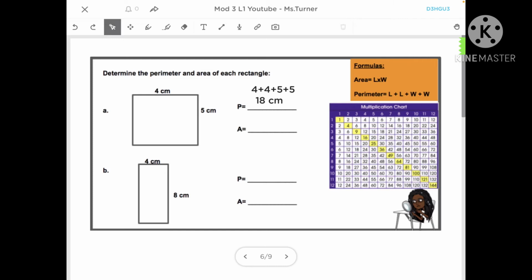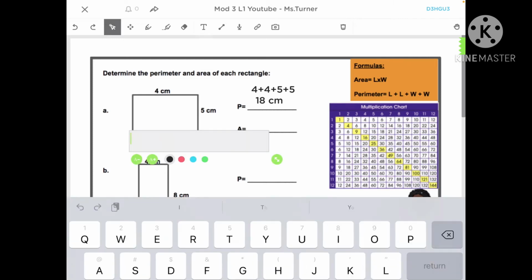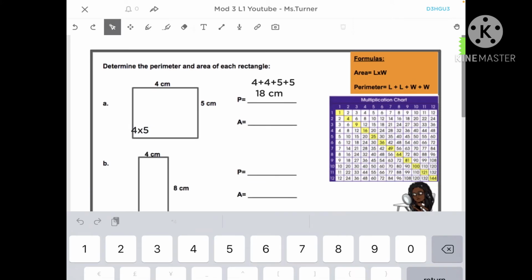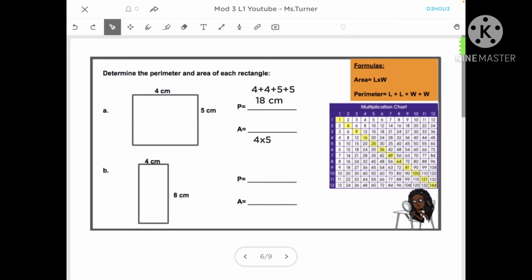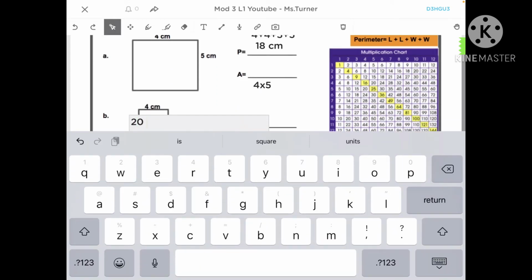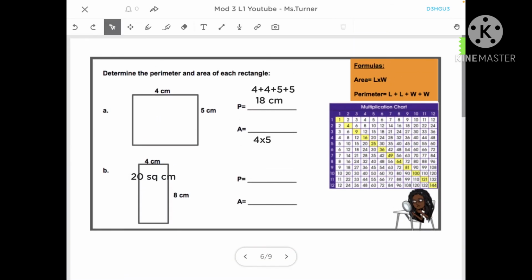My area would be length times width. Do you know what my equation would be then? Absolutely. 4 times 5. I know this because my length is 4 centimeters and my width is 5 centimeters. So I'm multiplying 4 by 5 to get my area. 4 times 5 is 20. And I'm finding my area, so I have to put square centimeters.